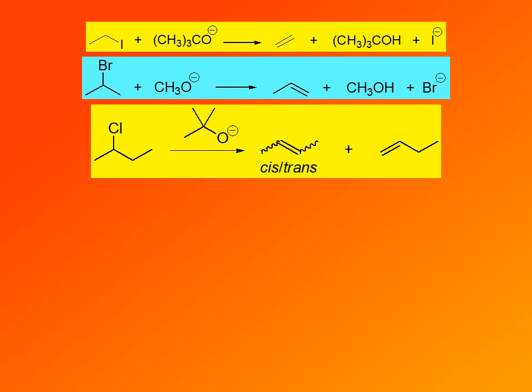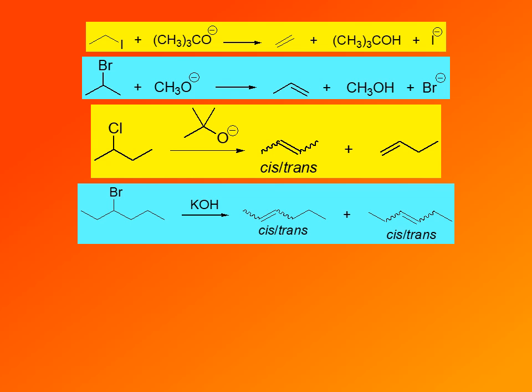When there is possibility for formation of regio and stereoisomers, we often get a mixture. So elimination from 2-chlorobutane with butoxide gives both cis and trans isomers of 2-butene and 1-butene. So 1 and 2 butenes are regioisomers, so we get 2 regioisomers, and cis and trans 2 butenes are stereoisomers. We get both of them. So we get a mixture of all 3 compounds.